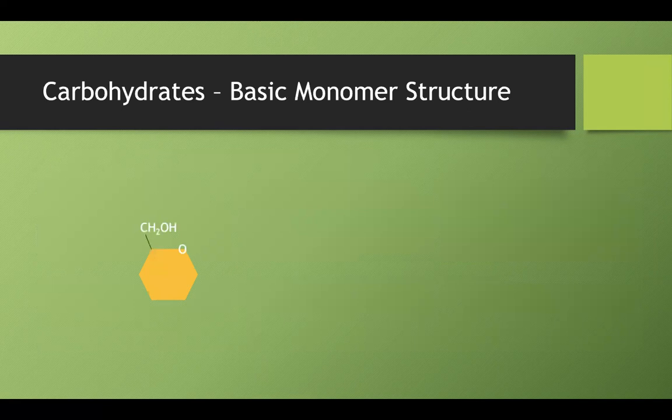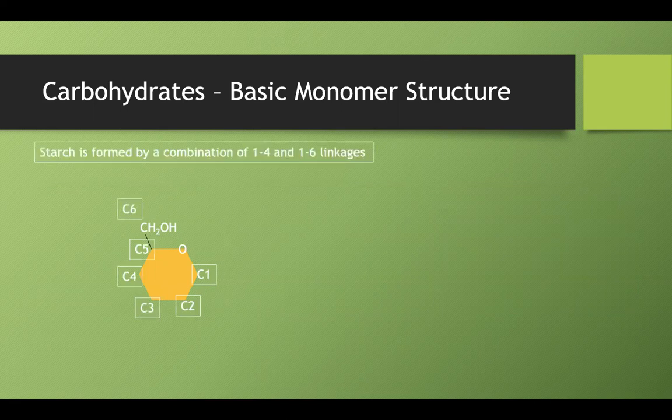So this is a simple carbohydrate, a simple monomer. It has 6 carbons. Here's our first carbon, C2, 3, 4, 5, and C6 is the one attached up there. And what I want to point out is that there's 2 different ways that this molecule can bind to another monomer, okay? There could be a 1,4 linkage or a 1,6 linkage.